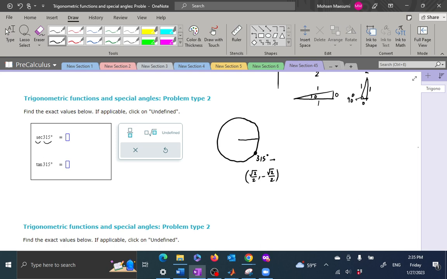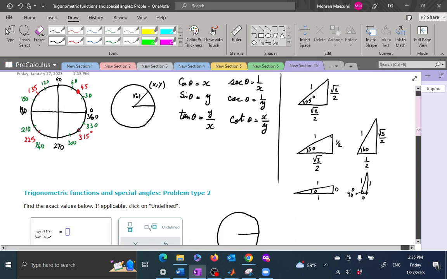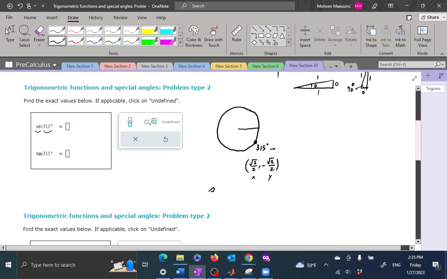And you want secant. So this is x, this is y, and secant is what? Secant is 1/x. So secant of 315 is going to be the reciprocal, 1 over that. Well, let's clean it up. I multiply by 2, it becomes 2/radical 2. Multiply by another radical 2, this simplifies to radical 2. You remember the topic of rationalization. So we get that answer to be radical 2.